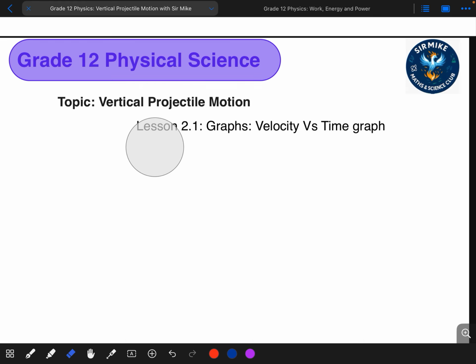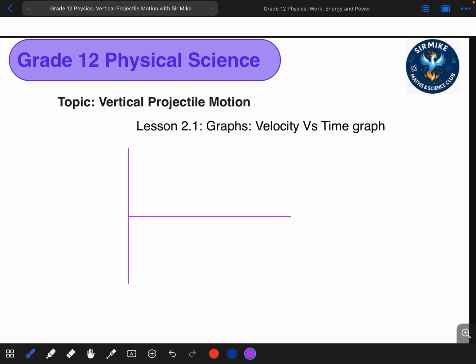Now, in any graph, as you know, we have the x-axis and the y-axis.